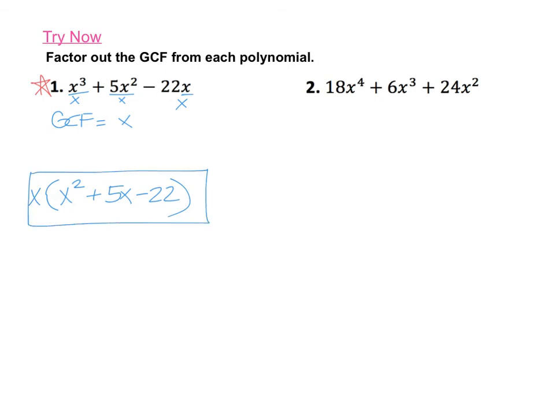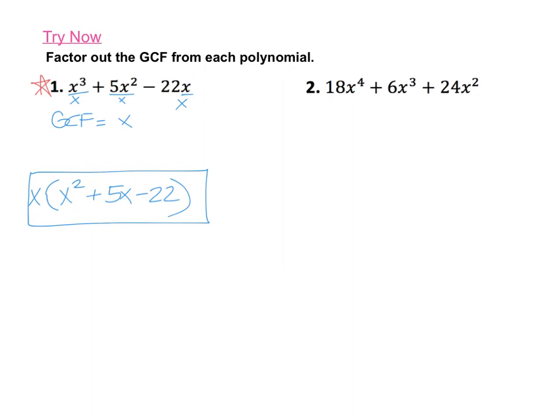Remember, you can double check if you distribute it back through. X times x squared makes x to the third. X times 5x makes 5x squared. And x times negative 22 makes negative 22x. So it works. For the second one, we have an 18, a 6, and a 24.